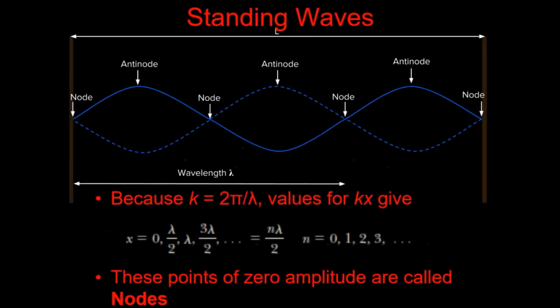The reason being that k, of course, our angular wave number, is 2 pi over lambda, over the wavelength. Here is our wavelength, and here essentially are our nodes. So we can expect to see nodes at 0, lambda over 2, 3 lambda over 2, and so on, for any integer value of n. These are the nodes.